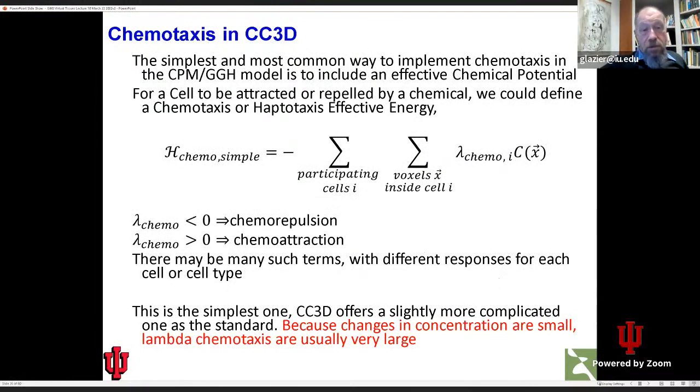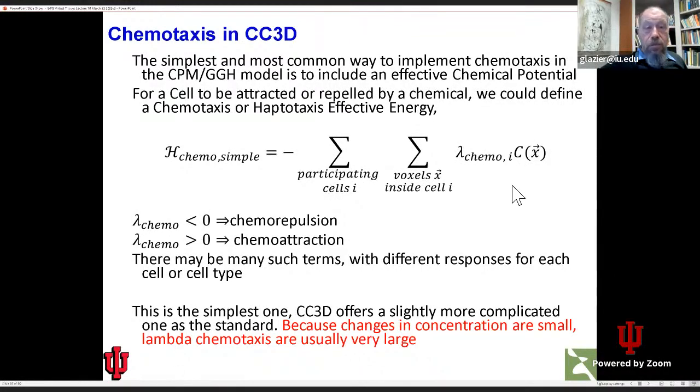The simplest possible thing to do computationally is to have a chemotactic effective energy. We haven't talked that much about how these effective energies work, because I've been trying to minimize the math, but we'll see this here, where we sum over the cells. We sum over the voxels inside of each cell, and we say that each voxel contributes an energy, which is lambda chemo, times the local concentration.